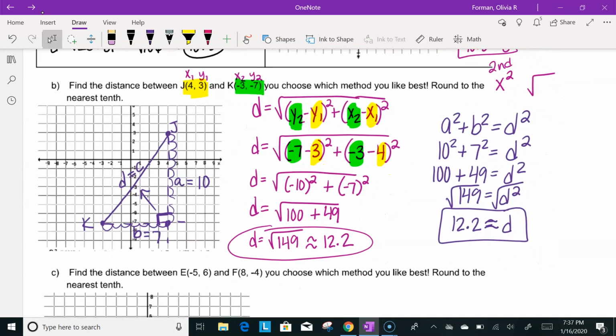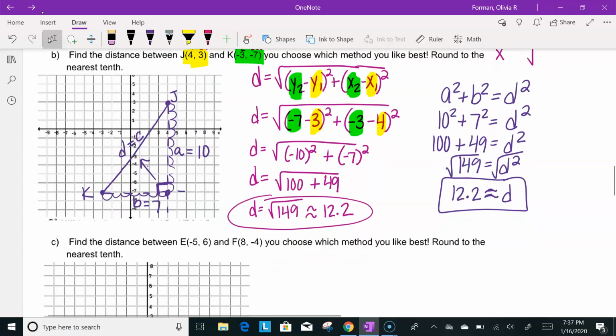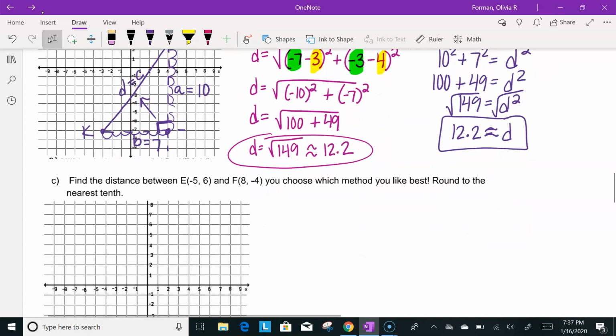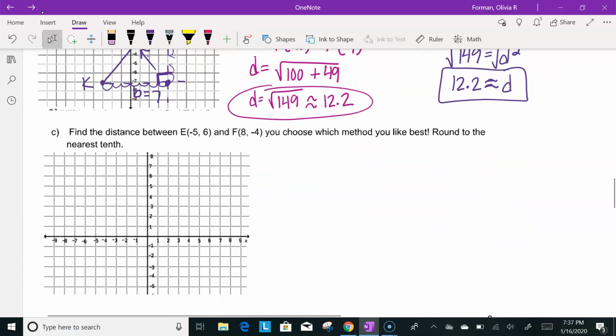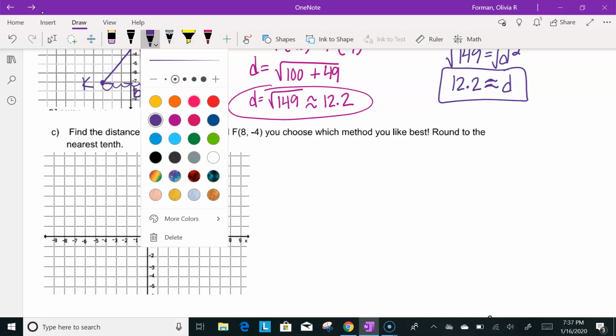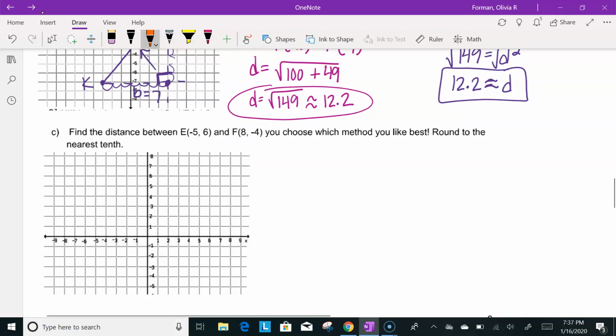Okay, so distance formula or Pythagorean theorem really does not matter which one you choose to do, as long as you can make it work. Okay, the last one then on this page. This time I'll start with Pythagorean theorem so that if you're preferring that, we can get that done first, and then I'll do the distance formula.